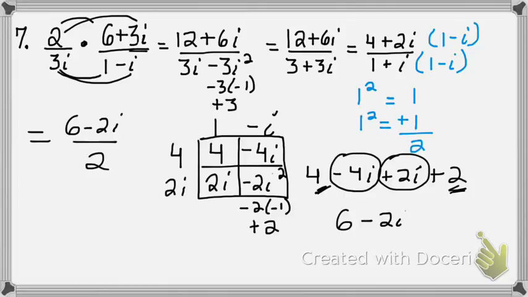So then, before I write my final answer, I have to ask myself, can I reduce all of my numbers? And I can. They all divide by 2. So then I'll get 3 minus i as my final answer.